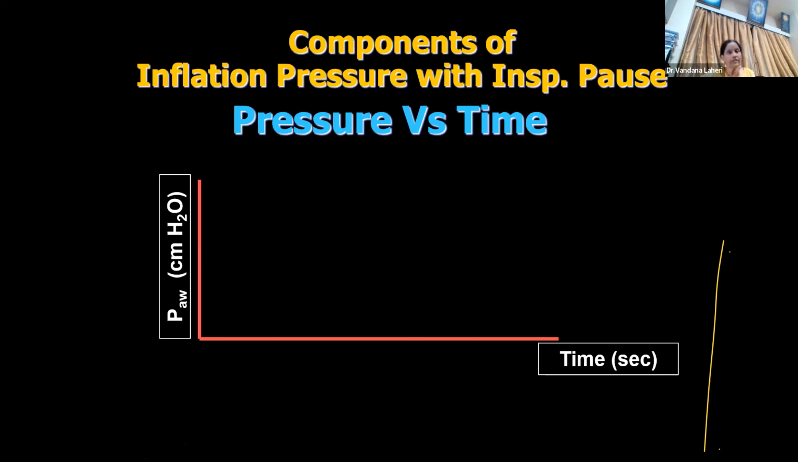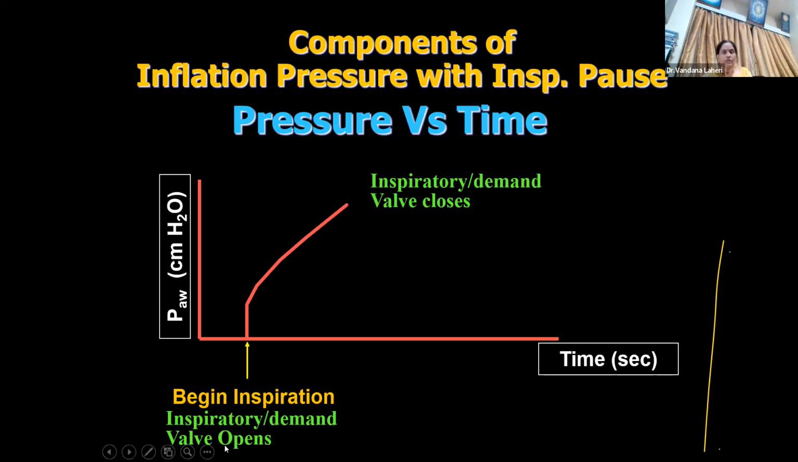Inflation pressure, let us see the components of inflation pressure. Inspiration begins here, okay? So the inspiratory or the demand valve opens, obviously the expiratory valve closes. Here, the inspiratory or the demand valve closes, okay? So this pressure ends here. Now what happens? What is this?